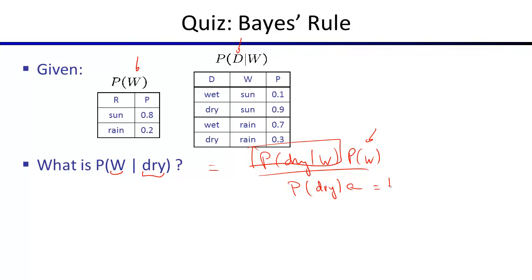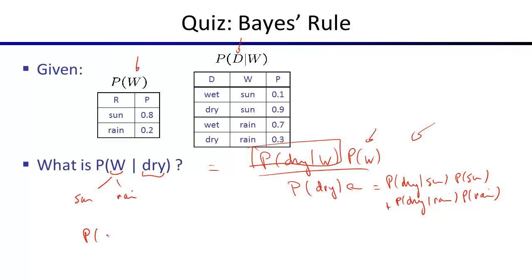This is equal to the probability of dry given wet. No, not given wet. Dry given sun times probability of sun plus the probability of dry given rain times probability of rain. So at this point, for any value for weather, whether it's sun or rain, we can fill it into this equation here and find the number.